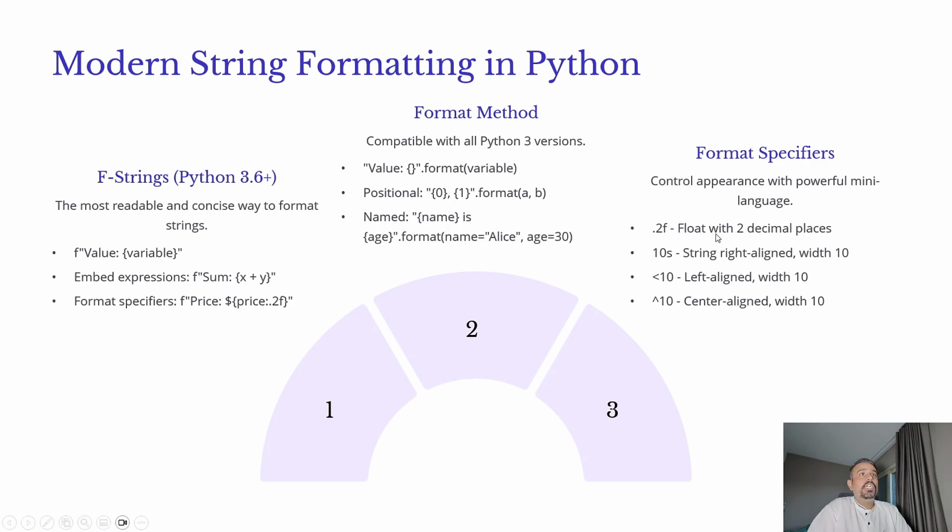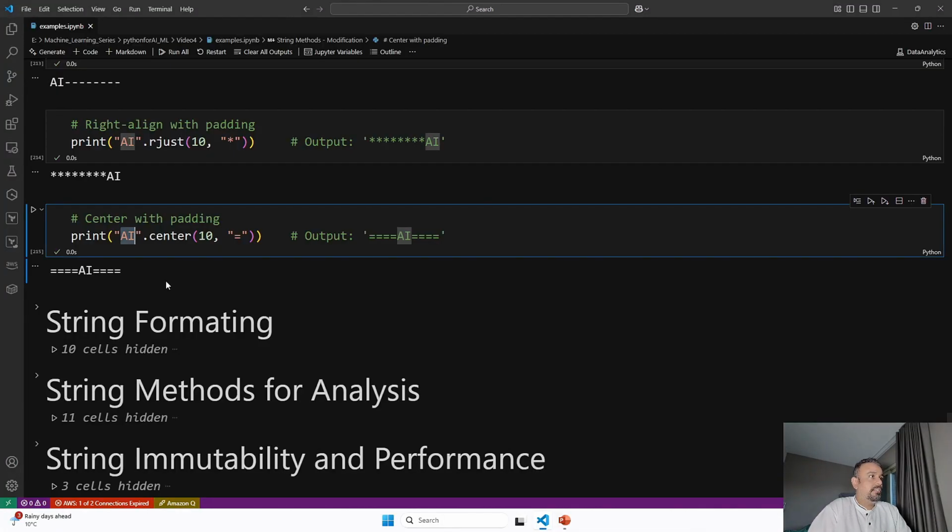The first one is float with 2 decimals. The second one is a string right aligned with 10, that is, with padding of 10. Then string left aligned with the padding of 10. Then string center aligned with the padding of 10. Okay, let's go ahead and see that in action.